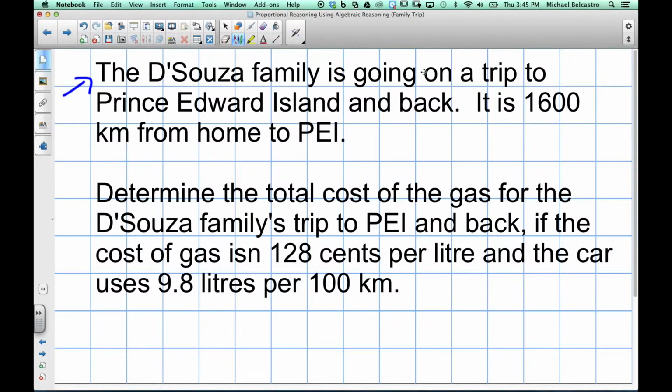The D'Souza family is going on a trip to Prince Edward Island and back. It is a 1,600 kilometer trip from home to PEI. Determine the total cost of the gas for the D'Souza family's trip to PEI and back if the cost of gas is 128 cents per liter and the car uses 9.8 liters per 100 kilometers.